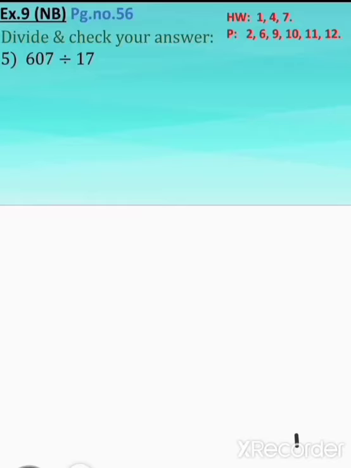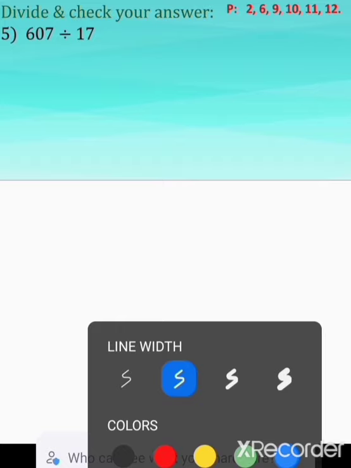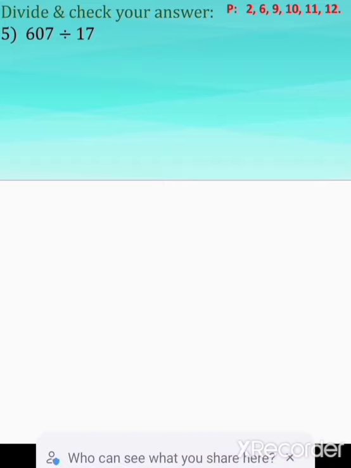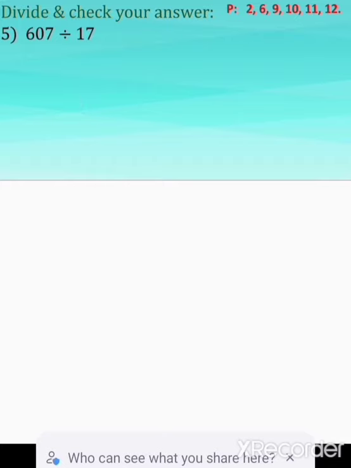A 2-digit number. So 607, it means a 3-digit number, we have to divide by 17. See students, if you know the table till 20, the divisions are going to be easy for you. If you don't know the tables till 20, suppose you know till 12 or till 15, it is going to be a little time consuming for you.